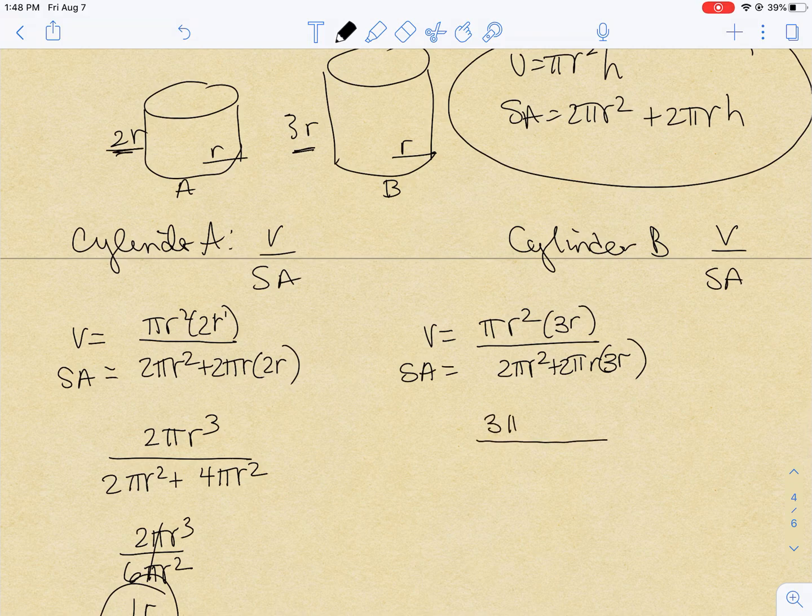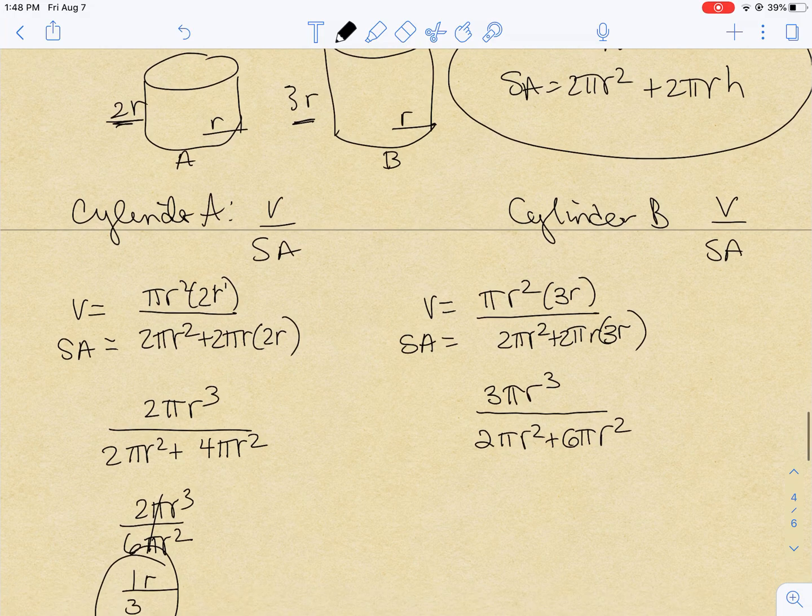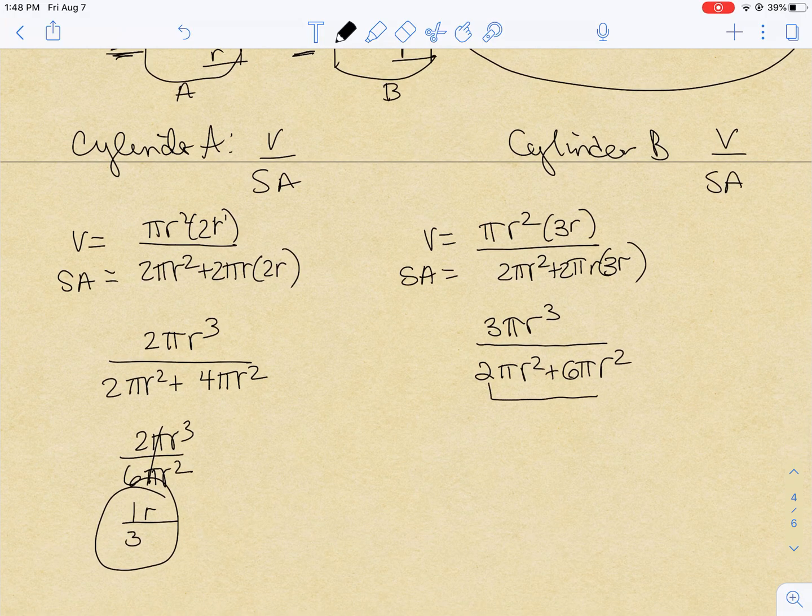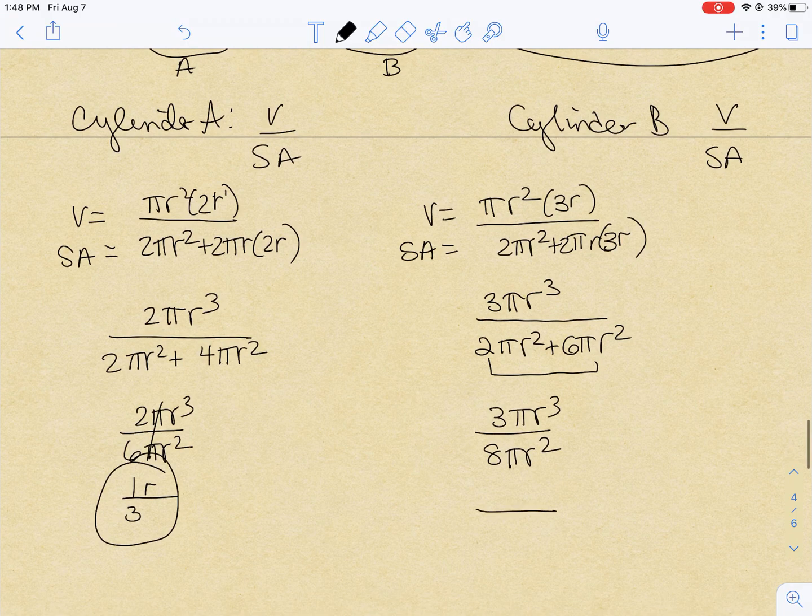So 3 pi r cubed and 6 pi r squared. Again, these are like terms, so we can put them together and make that 8 pi r squared. And if we simplify, well, 3 over 8 doesn't reduce anymore, but pi over pi can reduce to 1, and r cubed divided by r squared becomes r.